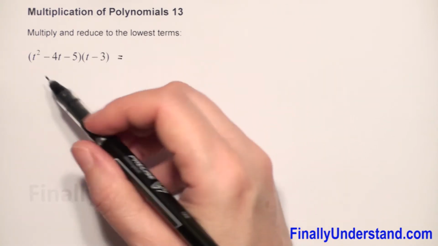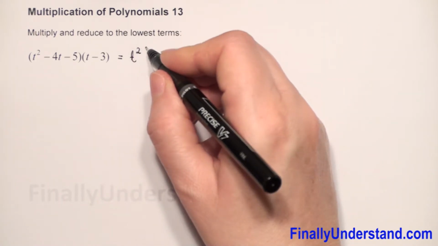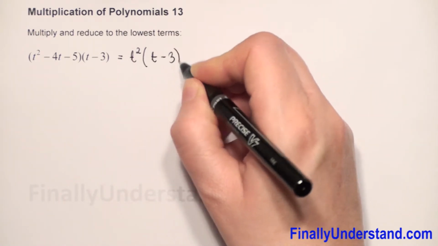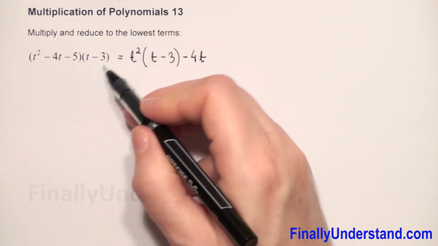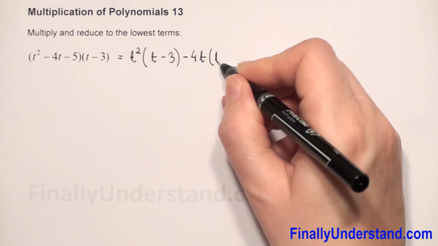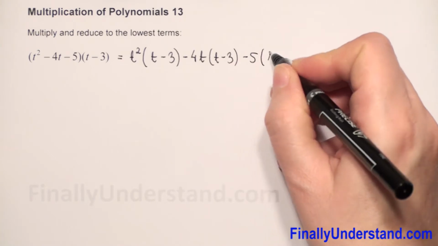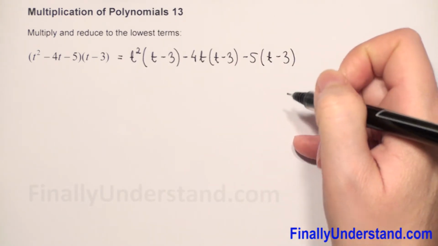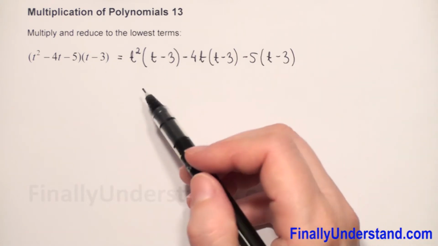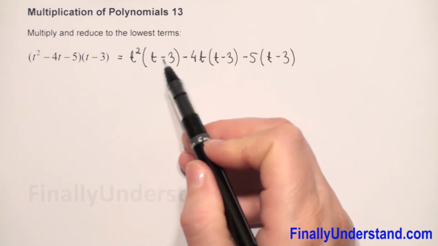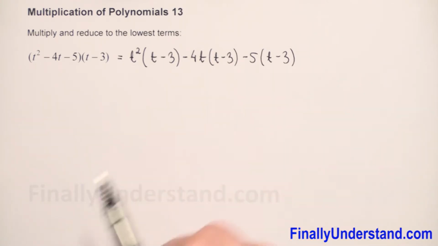So this is equal. First we have t squared, so the term t squared we have to multiply times t minus 3. Next we have negative 4t. We have to multiply it by the whole expression in the second parenthesis, and we have negative 5 times t minus 3. Now we have to use the distributive law of multiplication. We have to multiply every expression in the parenthesis by the monomial which is before the parenthesis.